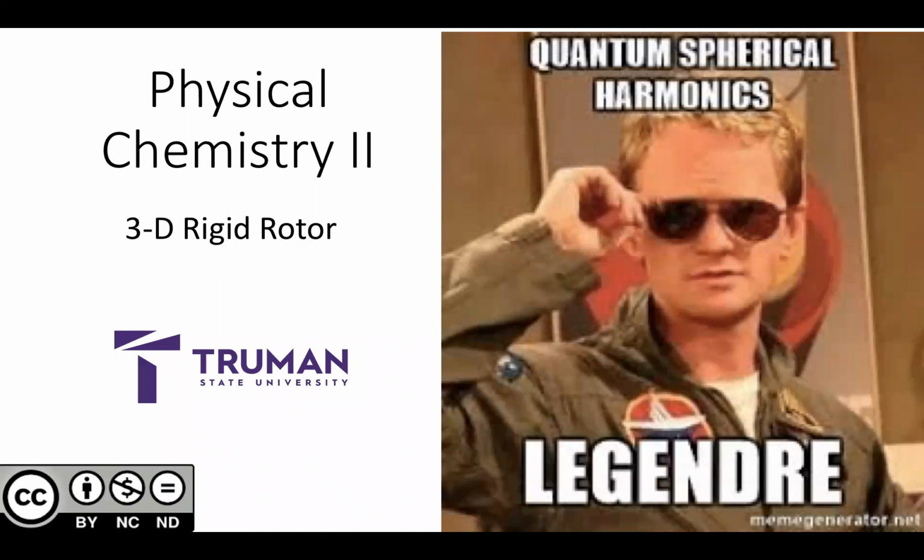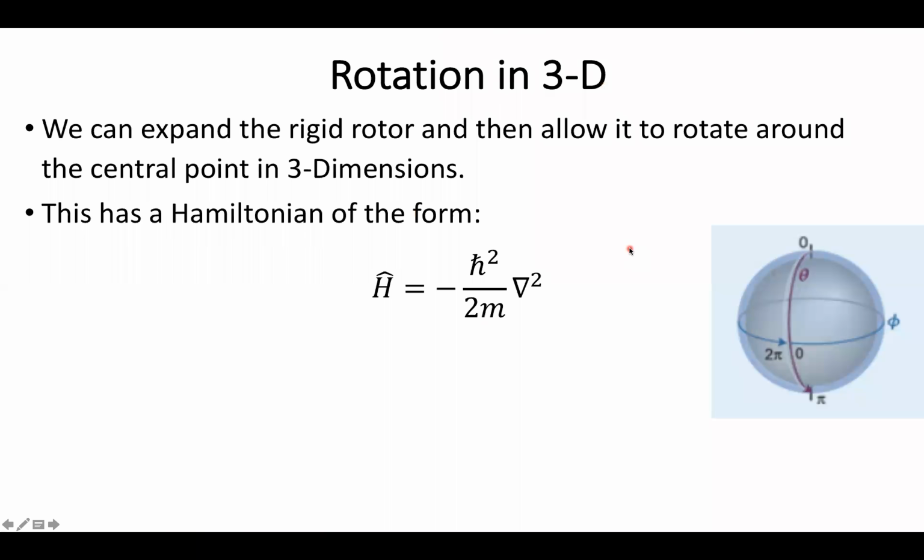So today we are going to take what we learned last time about rotation in 2 dimensions and apply it to molecular rotation in 3 dimensions. And along the way, we're going to introduce Legendrian polynomials. So what we can do is take our knowledge of the rigid rotor from last time and try and expand it. So now we're allowing rotations in 3 separate directions.